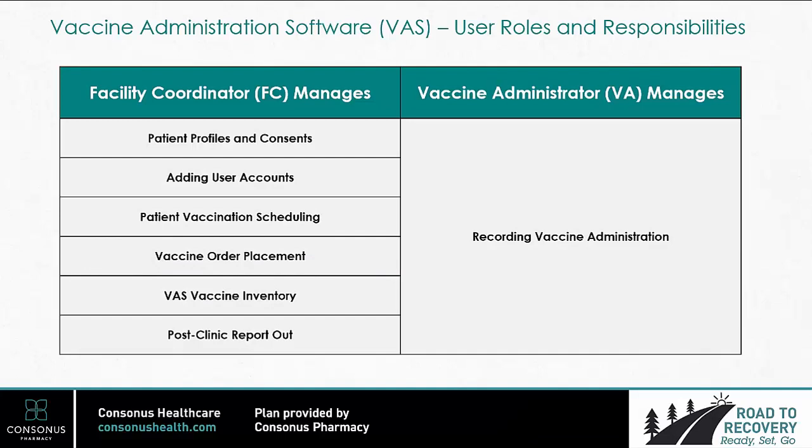The vaccine administrator will be responsible for managing recording vaccine administration using VAS. The facility coordinator, on the other hand, is responsible for managing the patient profiles and consents, adding new user accounts, scheduling patients for vaccination, placing an order to the pharmacy for the vaccine, managing the vaccine inventory in VAS, and also submitting a post-clinic report out to the pharmacy following vaccinations.